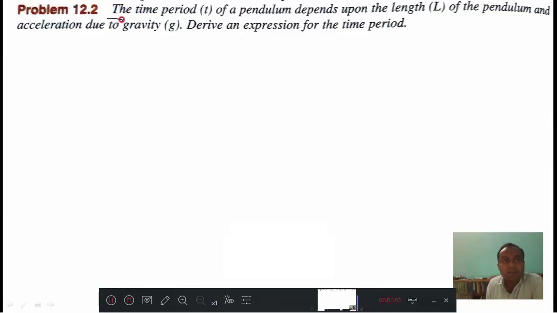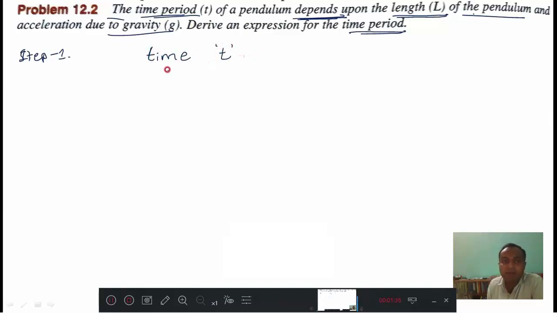Okay, now the problem is given here. The time period t of a pendulum depends upon the length L of the pendulum and acceleration due to gravity. Derive an expression for the time period. Here they are telling that the time period depends on, meaning it is dependent. Step 1: which is the dependent variable? Time is the dependent variable. I will call it t, the dependent variable, which comes on the left-hand side. This is the LHS.